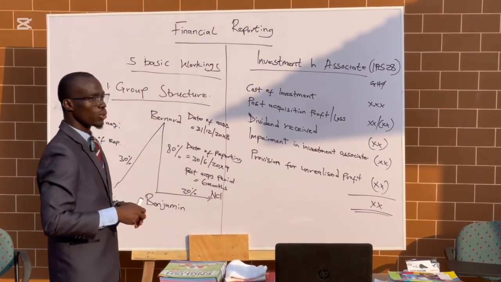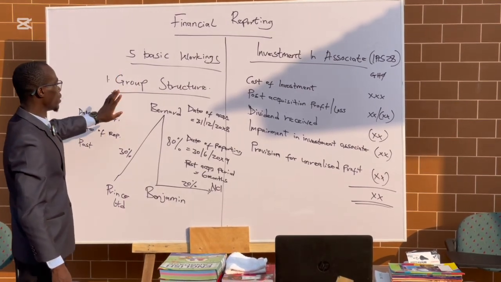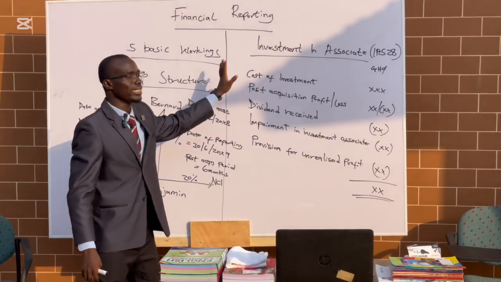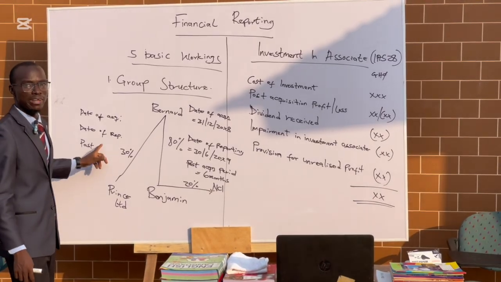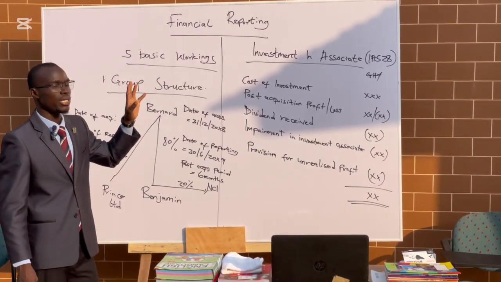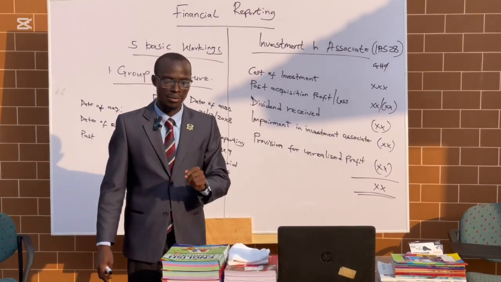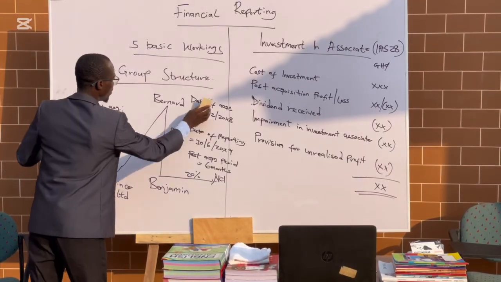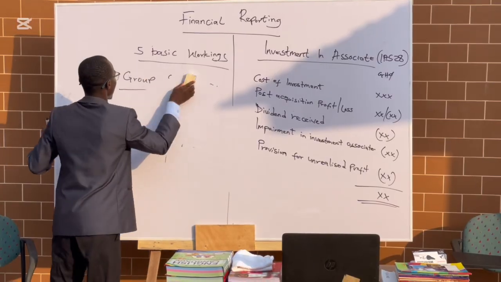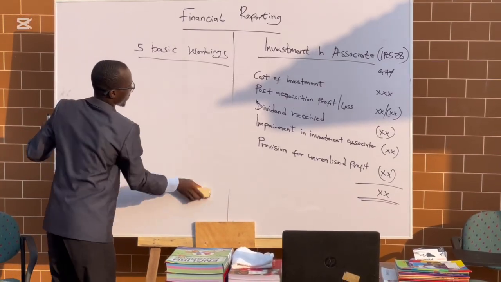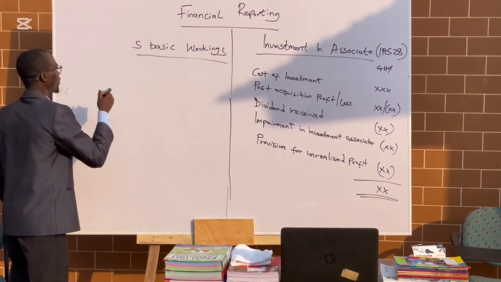So this is how you get your investment in associate. This one is the first of the 5 basic workings. That's the group structure. Then this associate thing just came in because Bernard acquired 30% shares in Prince Limited. That's the reason why the investment in associate came in. So we are now going to deal with the second working, and that one is net asset of the subsidiary. Let's go into that very quick.